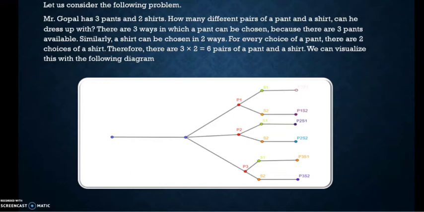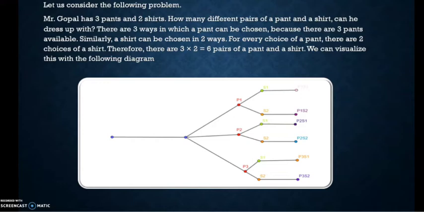Then if we look at this, the problem is pretty straightforward. If you have three pants and two shirts, then with each pant he can wear two shirts, isn't it? So altogether, if he has three pants, then there would be exactly six possible ways he can dress up. You can see that in the diagram. Like P1 is a pant, then he can wear S1 and S2 on P1. Again, P2 he can wear S1 and S2. Similarly, P3 again he can wear S1 and S2.